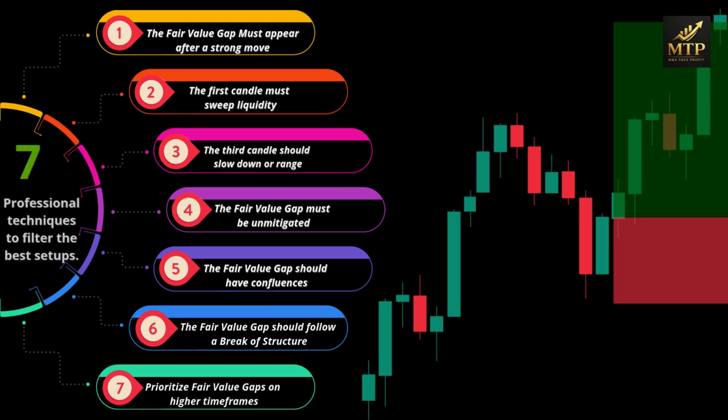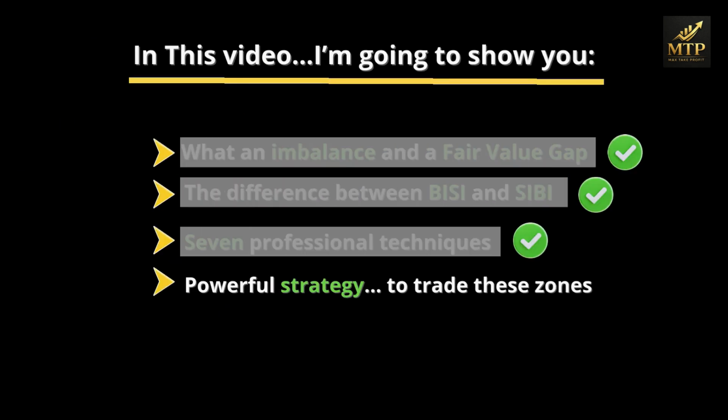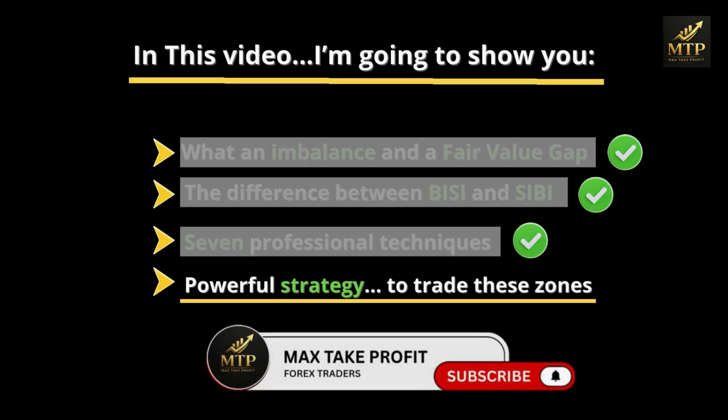Conclusion. Fair value gaps are powerful, but only if you know how to filter the right ones. By applying these 7 techniques, you will avoid bad setups, improve your precision, and enter high probability zones. And in the next part, we'll go step by step through the full strategy to trade fair value gaps like a professional. And finally, a powerful strategy to trade these zones like institutional traders. Because identifying a fair value gap is only the first step. The real edge comes from knowing when to enter, where to place your stop, and where institutions are targeting liquidity.